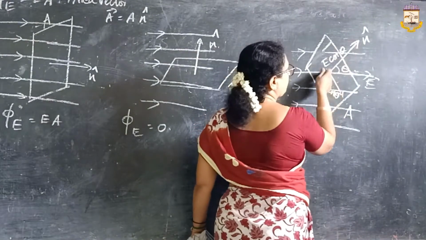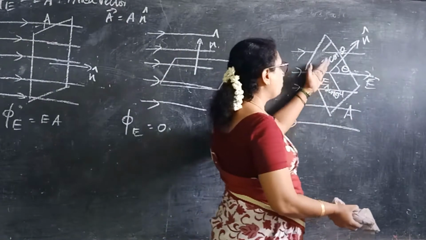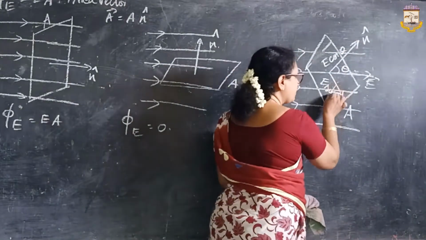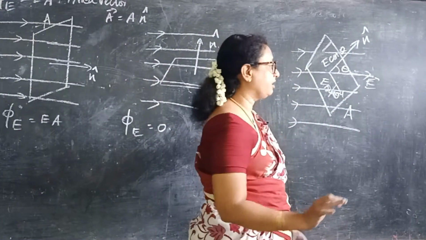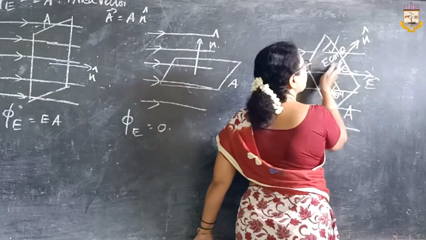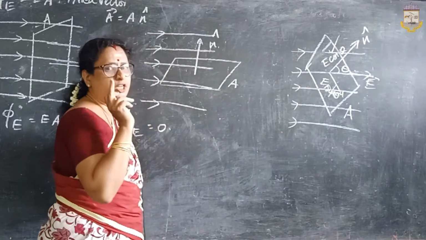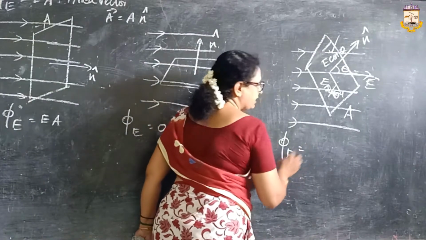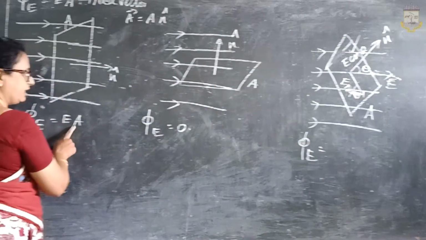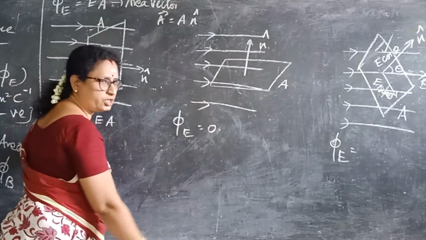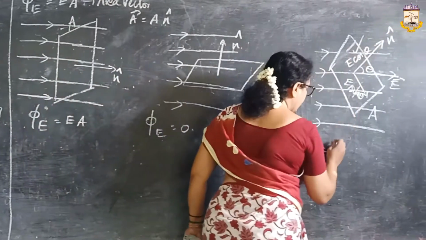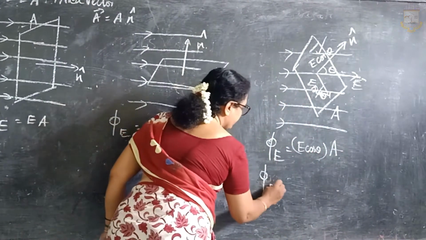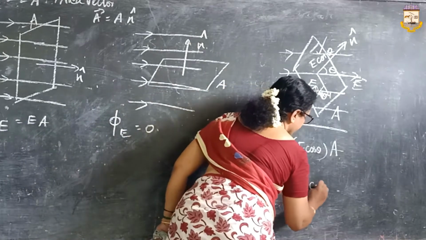So out of these two components, just see which is normal. Only E cos theta is normal to the area, E sin theta is parallel. So this E sin theta component will not contribute to the electric flux, only the E cos theta component, which is normal as per the definition. Only the normal component will contribute to the electric flux. So electric flux phi E is equal to, instead of EA that we wrote here, where there are no flux lines normal so we wrote 0, here the normal component is only E cos theta into A. So I can write this as EA cos theta.